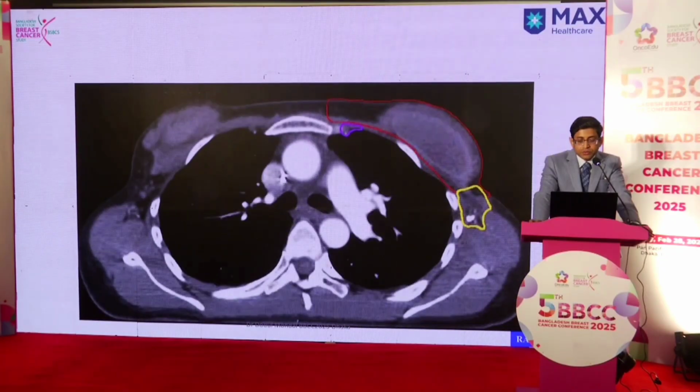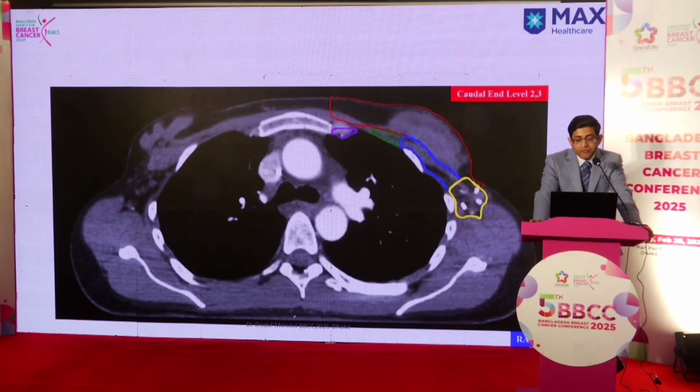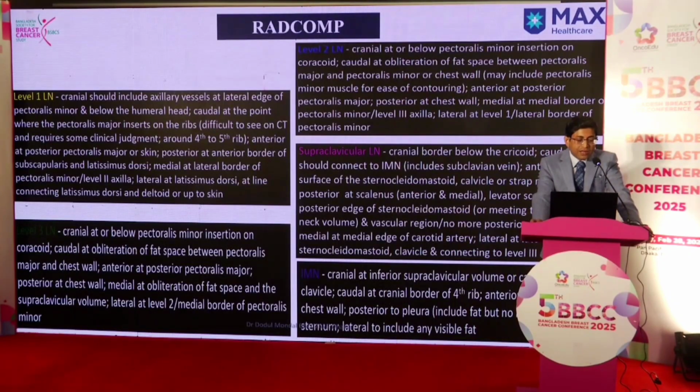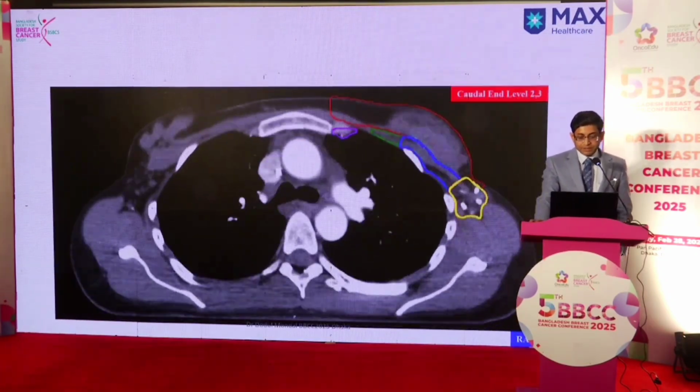Now again, I will go to the starting of level 2 and 3. So if you see the guideline, level 2 and 3 start at a level where the axillary vessel is crossing the lateral border of the pectoralis muscle, and gradually as you go up, you include the pectoralis minor muscle in level 2. Just imagine a situation: posteriorly you will have the chest wall, the rib and the intercostal muscle, and anteriorly it is the pectoralis muscle. So that space is contoured as level 2. Now if I show you, that is how it looks.